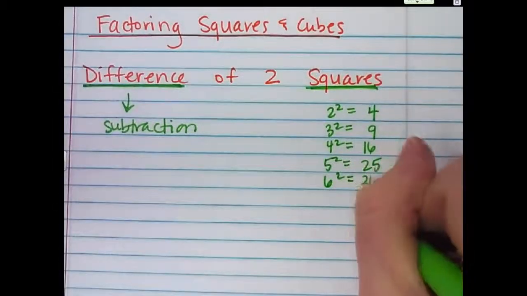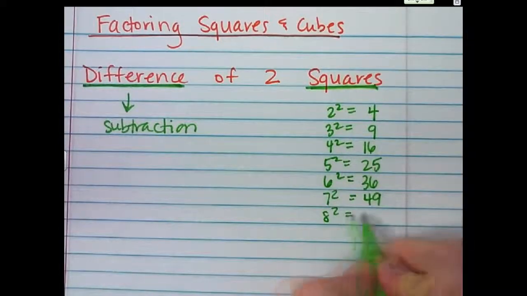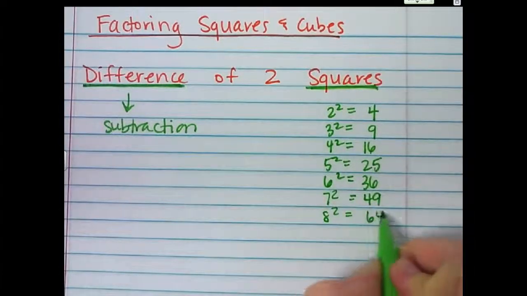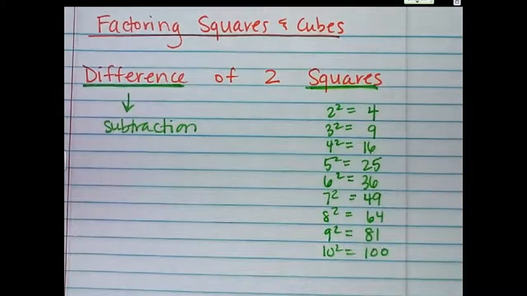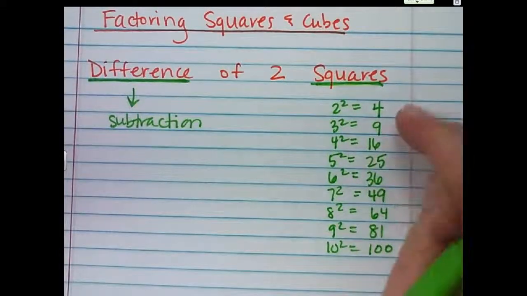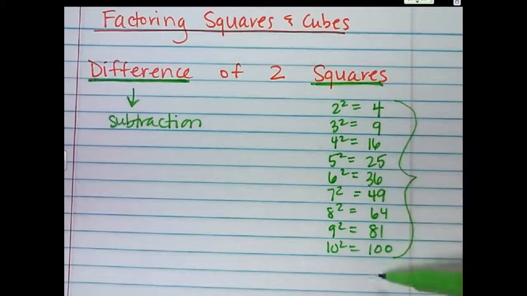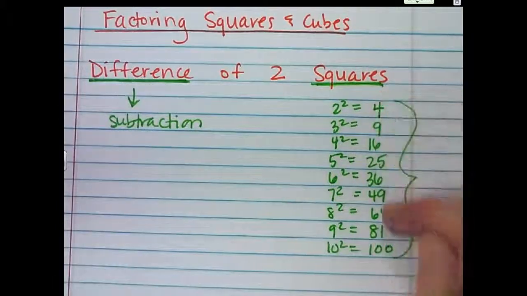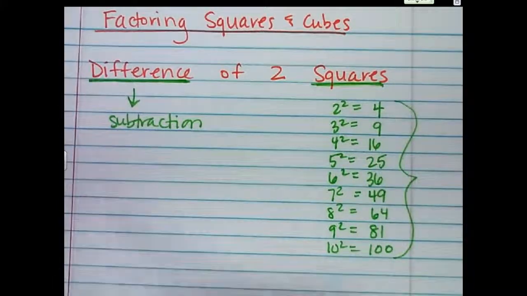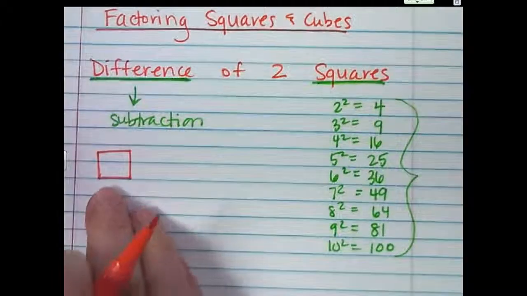Let's keep going a little bit so you have these in your notes. 49, 7 squared. What's 8 squared? 64. 9 squared? 10 squared? 100. Okay, now you can obviously find those in your calculator, but I want you to start to recognize these numbers on this right side, because that's what you're going to see. You're going to see subtraction in the middle, and if you see perfect squares, then this is what we're going to do.